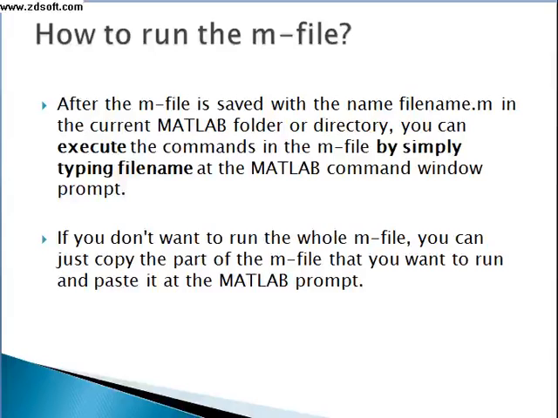Now how to run the M file? After the M file is saved with the name filename.m in the current MATLAB folder or directory, you can execute the commands in the M file by simply typing the file name at the MATLAB command window prompt. Suppose your file is filename.m, then in the command window type filename and enter. If you don't want to run the whole M file, you can just copy the part of the M file that you want to run and paste it at the MATLAB prompt.